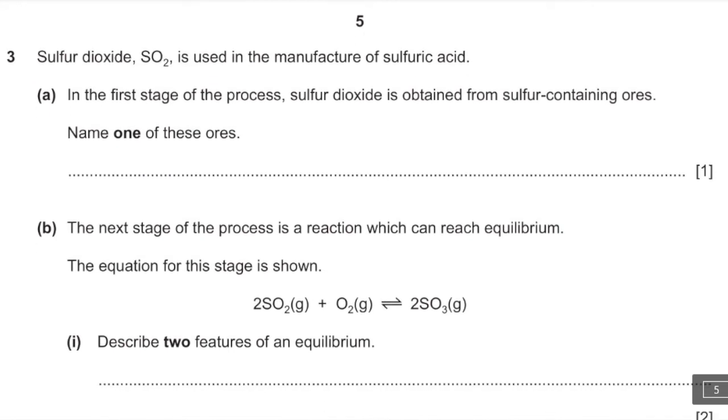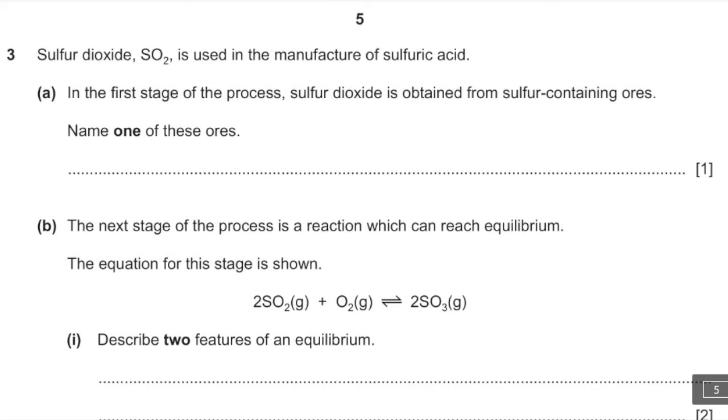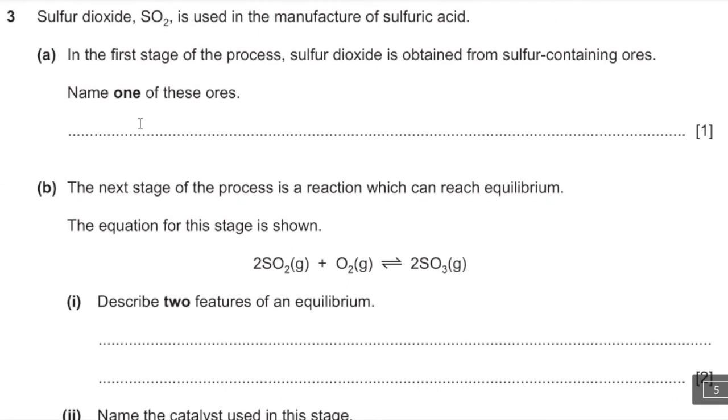Three, sulfur dioxide is used in the manufacture of sulfuric acid. In the first stage of the process, sulfur dioxide is obtained from sulfur-containing ores. Name one of these ores. So in our syllabus, we have zinc blende.